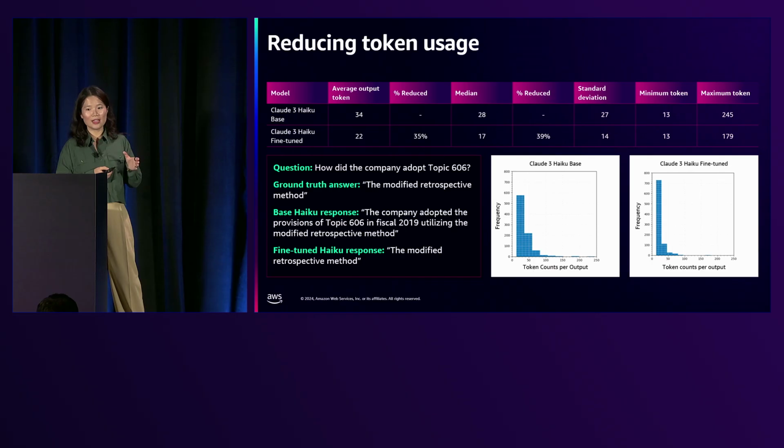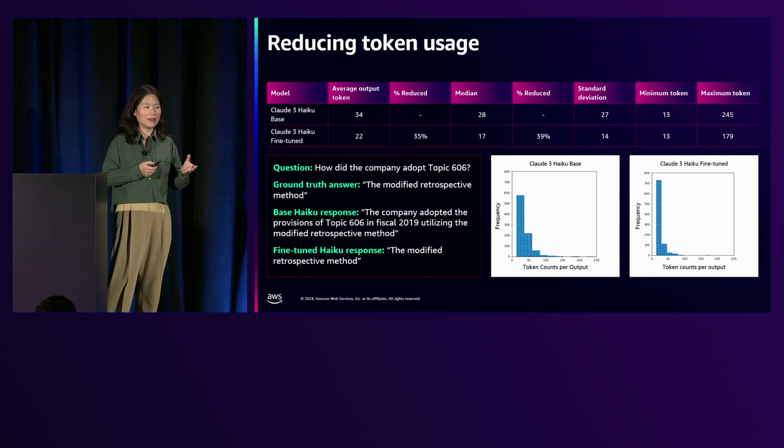If we look at the histogram, you can see the fine-tuned Haiku has a very dense distribution. That means most outputs will be very concise, whereas the base Haiku tends to generate some unnecessary information. And I would like to close my part by showing you an example.